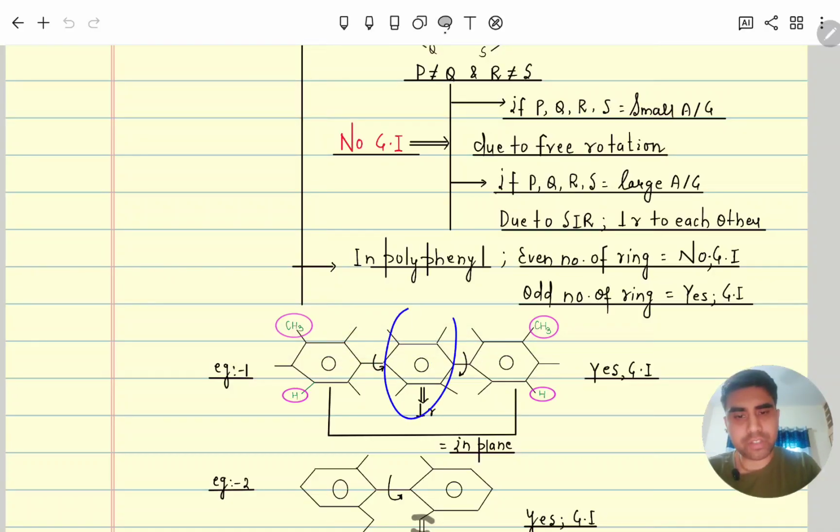So due to steric effect, this will rotate. So this system only will be perpendicular. So now this is in plane and this is in plane. In that we can see here P and Q is different. Here R and S is different. Yes, it will show GI.